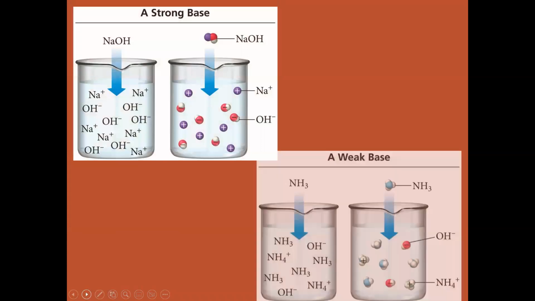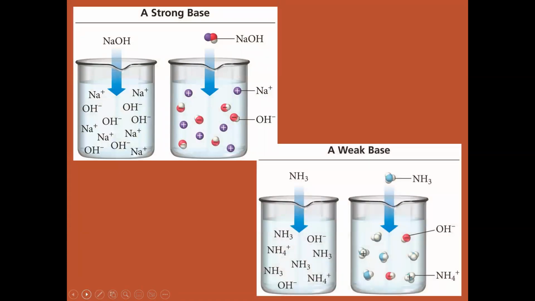So looking at the particulate level, a strong base, like we said, when it goes in water, completely ionizes. So sodium hydroxide is one of those that is on your list. Whenever it goes in water, we only have the sodium ions and the hydroxide ions. We don't have any of the sodium hydroxide left floating around in water. Whereas ammonia is a weak base. When it goes in water, we still have some of the ammonia, but then we also have the ammonium floating around and hydroxide. So we have the ions with its parent base.